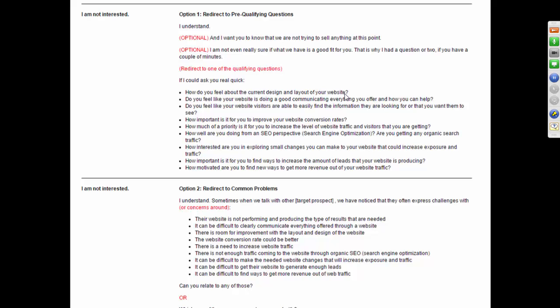Someone says, "I'm not interested." "Hey, I understand, and I want you to know I'm not even trying to sell you anything at this point. I don't even know if you're a good fit. I was just wondering, how do you feel about the current design and layout of your website?" At this point, the least likely outcome is for the prospect to say, "I told you I'm not interested," and get frustrated.